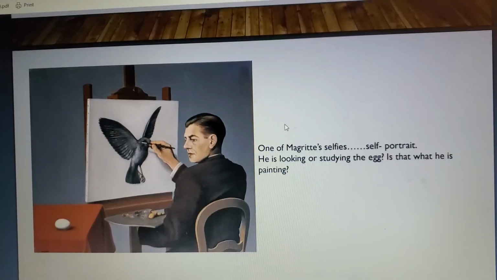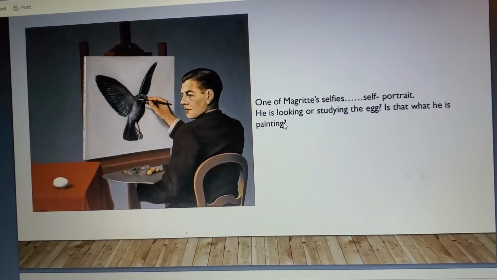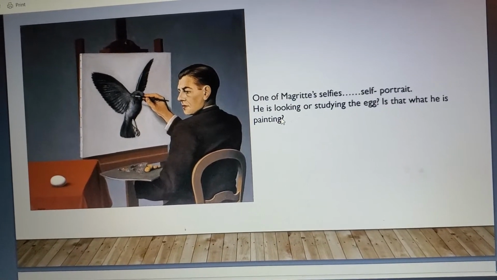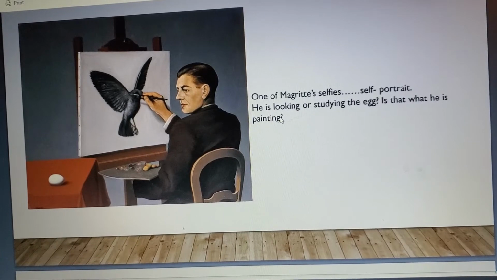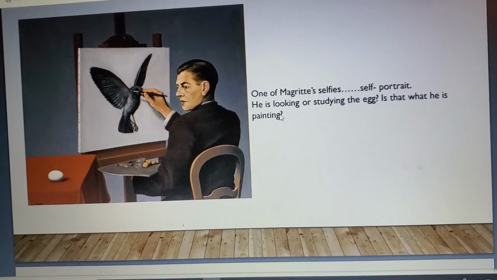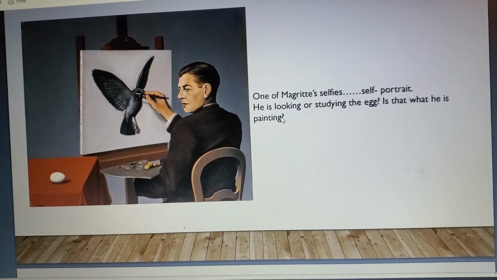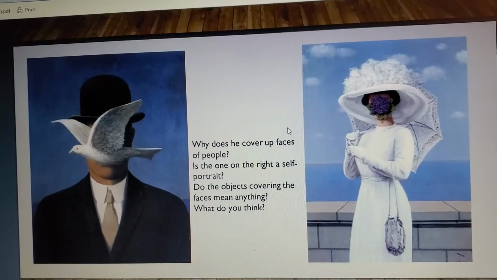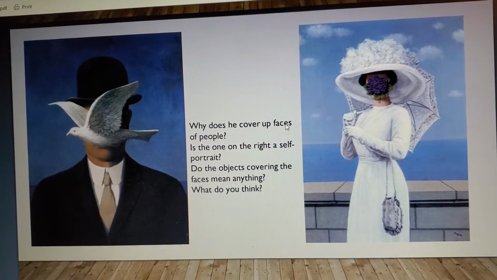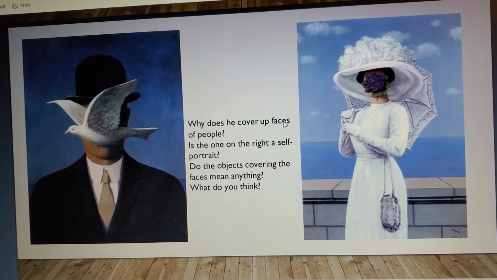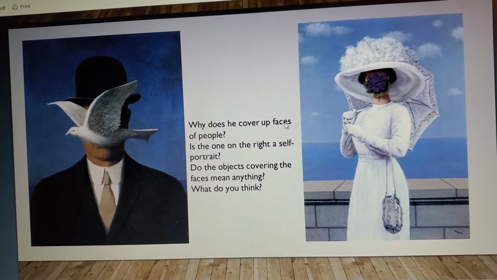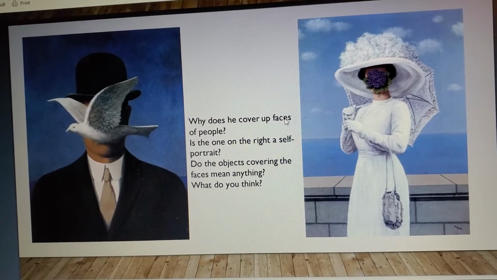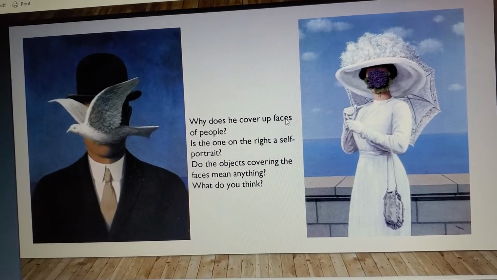Now, one of Magritte's self-portraits or selfies, he is looking at or studying an egg. Is that what he is painting? So even his self-portrait is surrealist. Why does he cover up faces of people? Is the one on the right a self-portrait or a portrait? Do the objects covering the faces mean anything? What do you think?